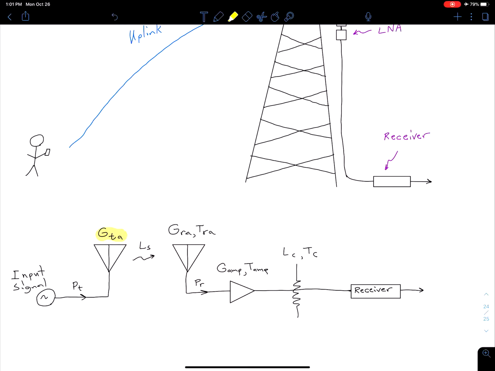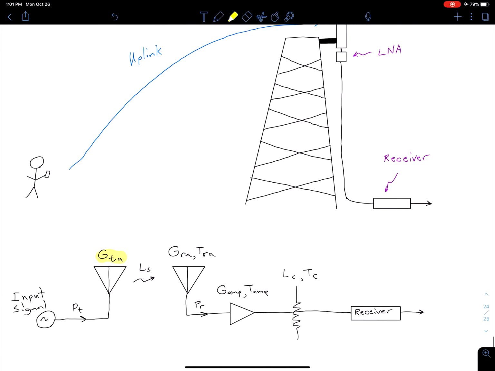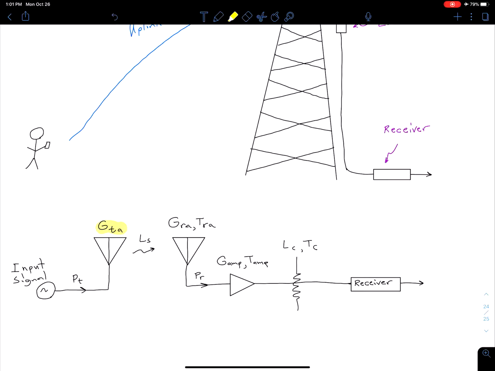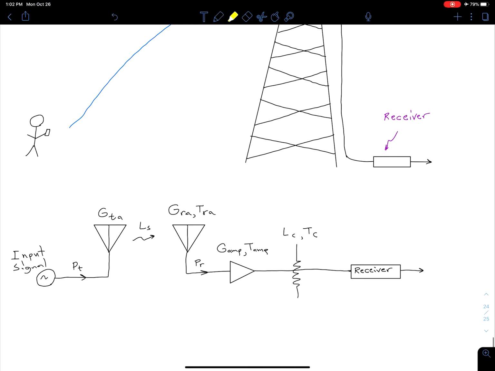As we're transmitting the signal along this uplink path in blue, we are losing some portion of our power. We have our receiving antenna with some gain again, as well as some ambient temperature. After we receive the signal at this receiving antenna, we have some power of our received signal. It goes through this preamp, our low noise amplifier. That's represented in this diagram below with an amplifier with a gain of G amp and an effective input temperature of T amp.